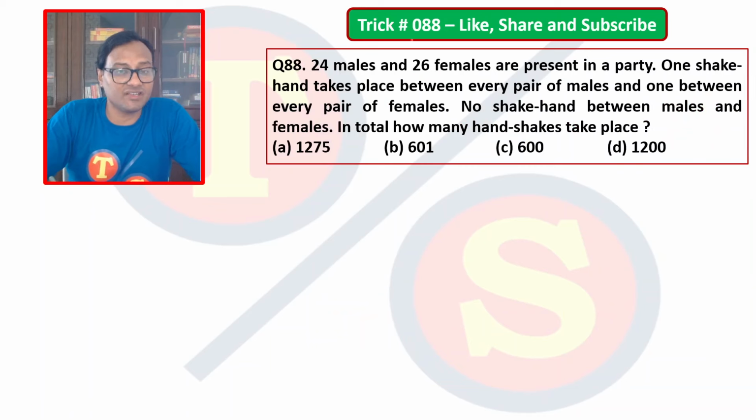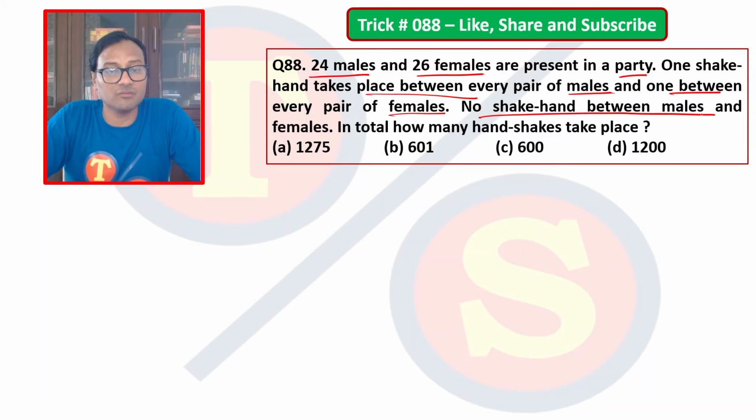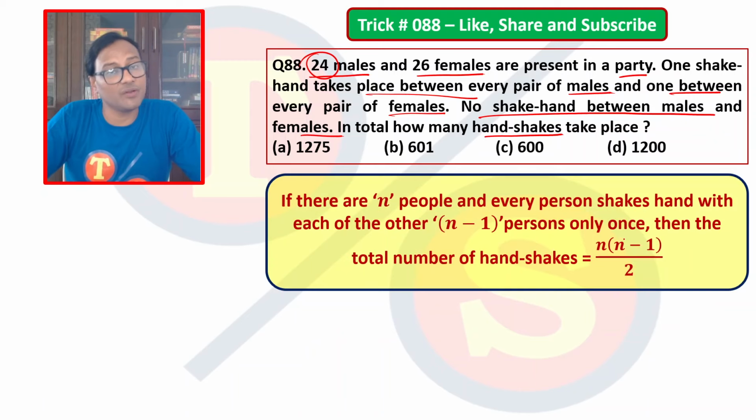After that, if I see 88, 24 males and 26 females are there in a party. One handshake takes place between every pair of males and one between every pair of females. No handshake between males and females. So in total, how many handshakes take place? Definitely, 24 males are there and every pair of 2 males will have one handshake. So out of 24, I have to find how many pairs are possible. So again, I will have to apply the formula of nC2.